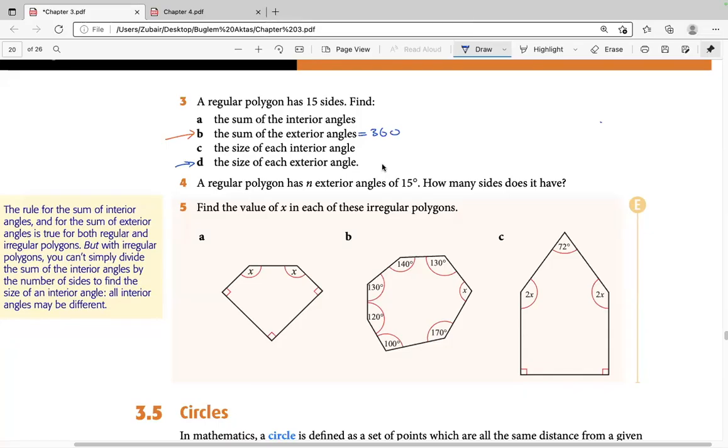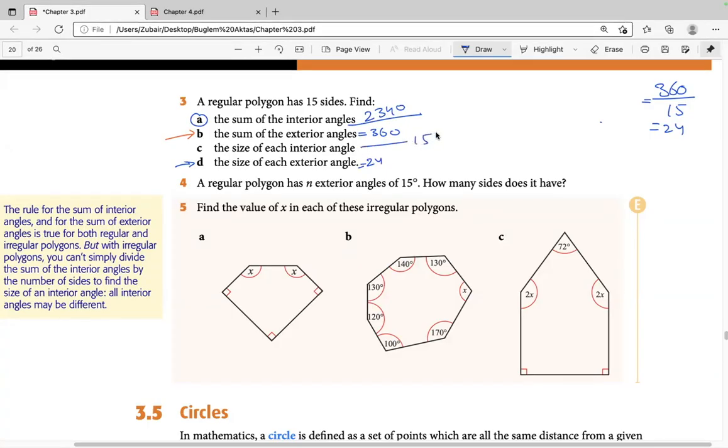You working for D part? Yeah. 24. Correct. That's 24. Now A and C. So sum of interior angles. 156. Sum of all interior angles, it says? Okay. Yeah, I got 2,340. And correct. For the size of each interior angle, I got 156.